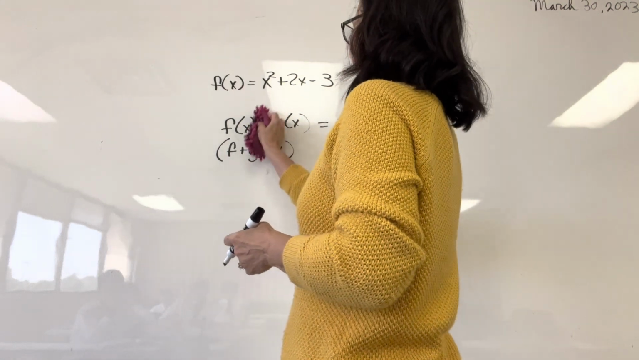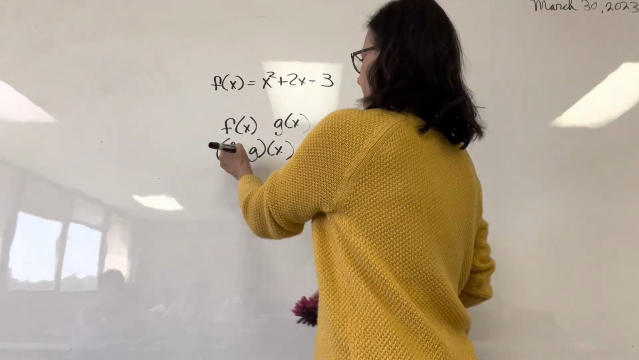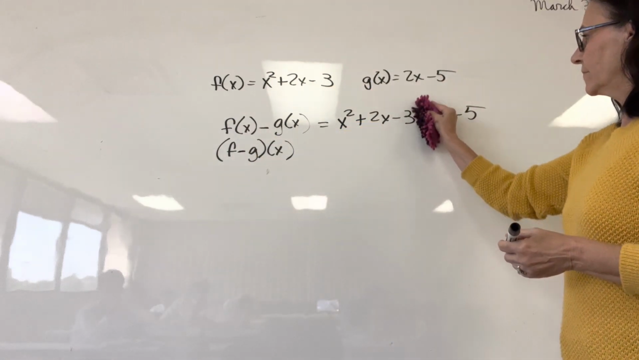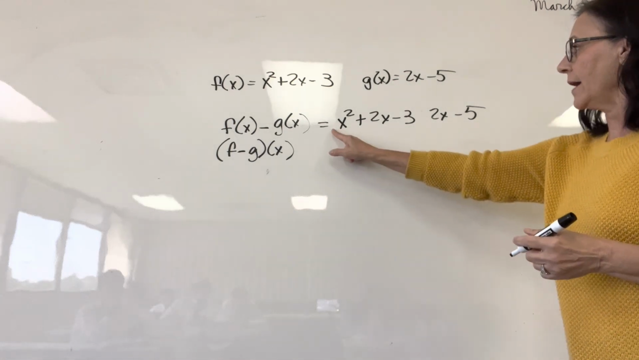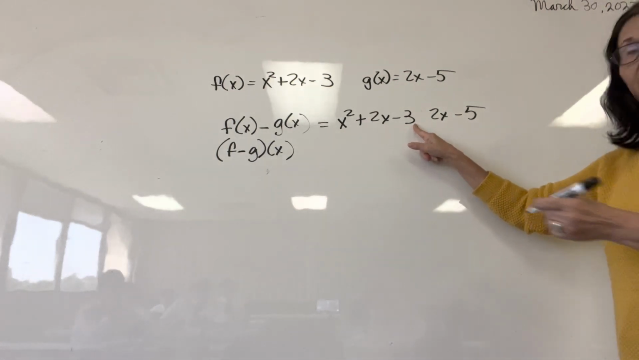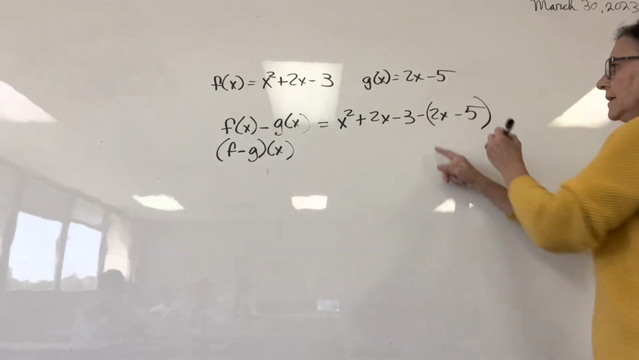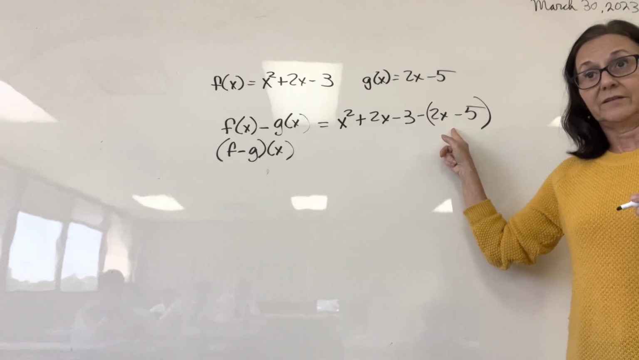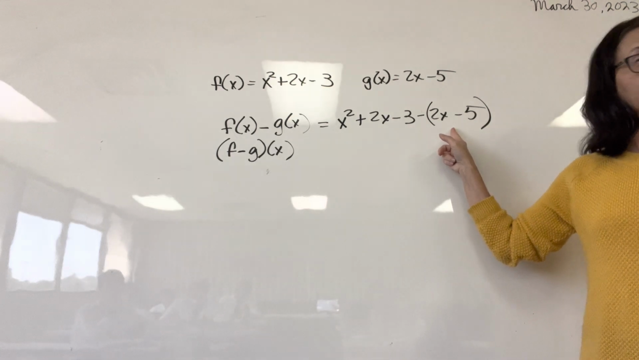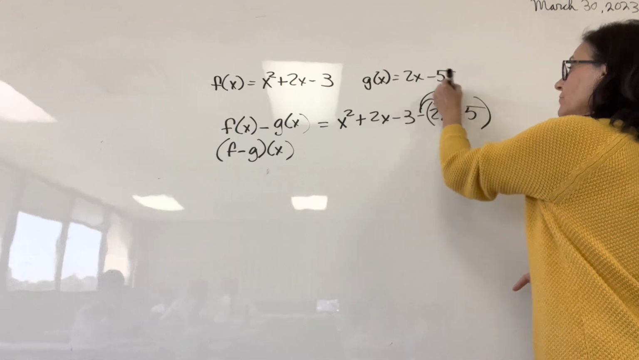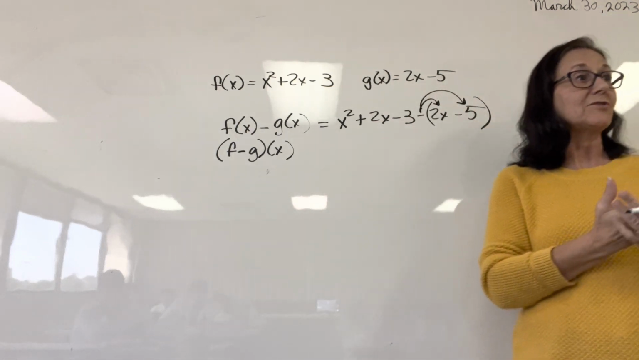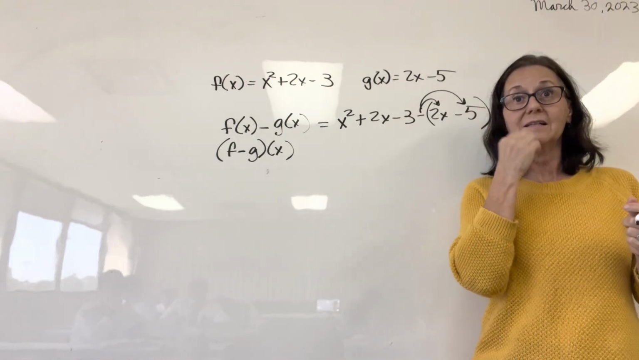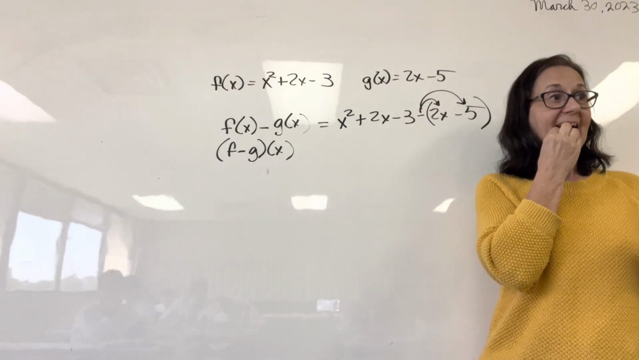Now, if it were subtraction, I would write all of the first terms, minus the entire second function. Here's where mistakes are made. You must distribute that negative to all of the terms in the function that you're subtracting. Does that make sense? Got it?